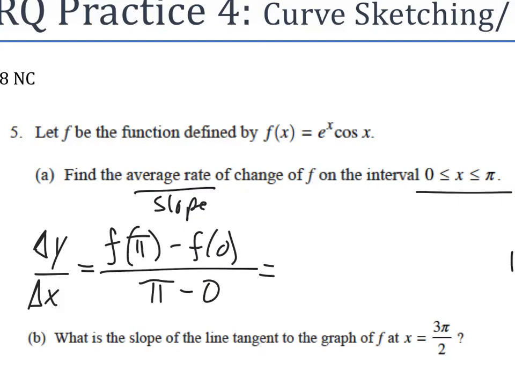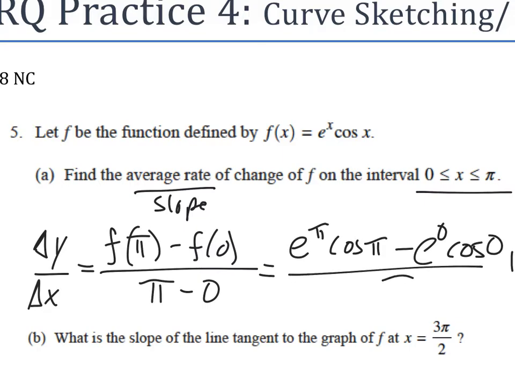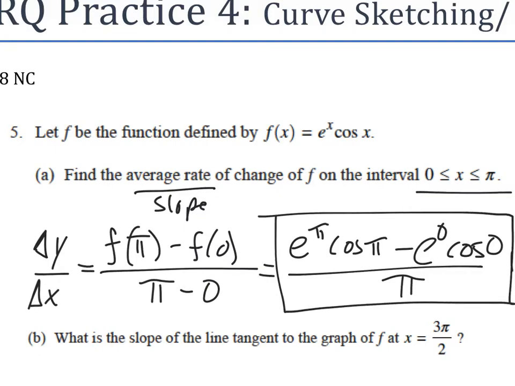So I'll plug these in, and we have e to the pi cosine pi minus e to the 0 cosine 0 all over pi. And there it is. You don't have to go any further. The requirements of the AP exam do not require simplification. In fact, it's a good idea not to because you might make mistakes. We do have to substitute the pi and the 0, but we don't have to simplify.